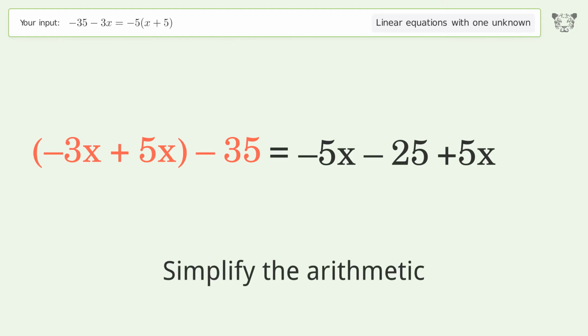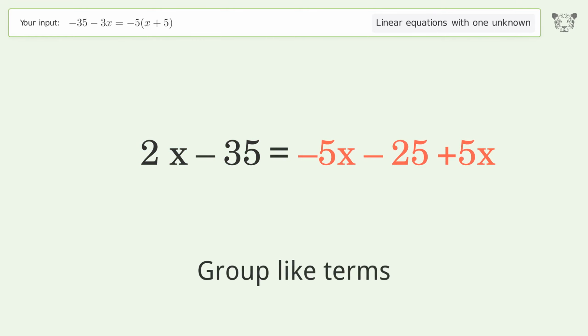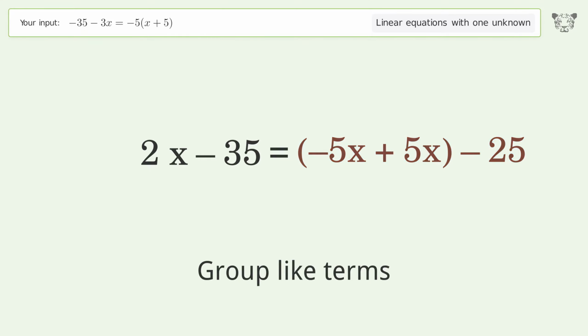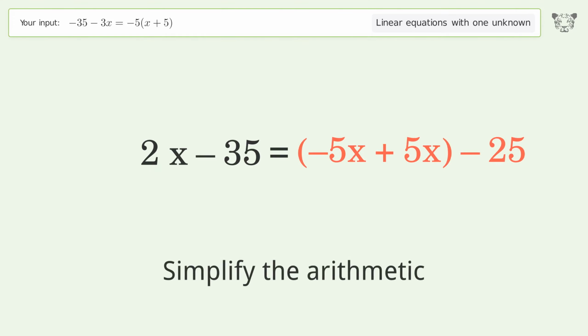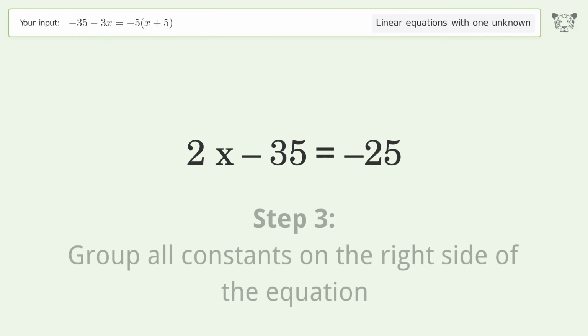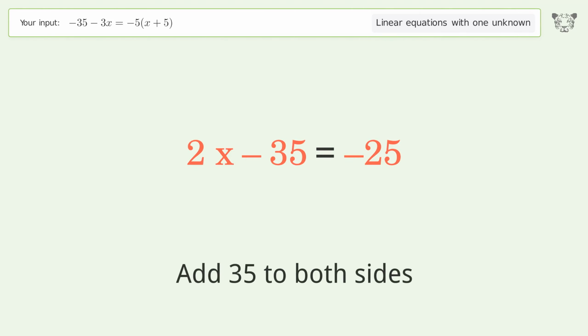Simplify the arithmetic. Group like terms. Simplify the arithmetic. Group all constants on the right side of the equation. Add 35 to both sides.